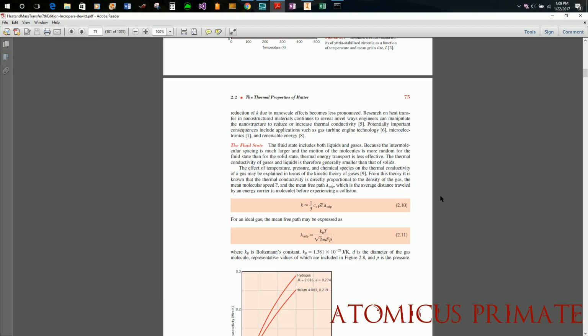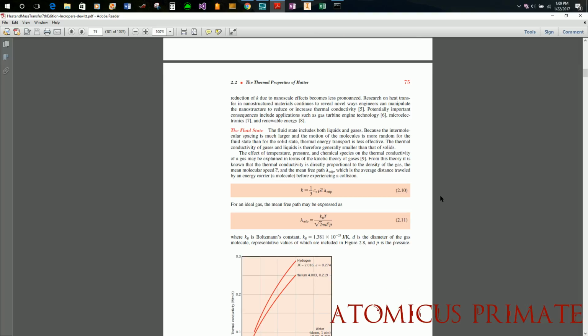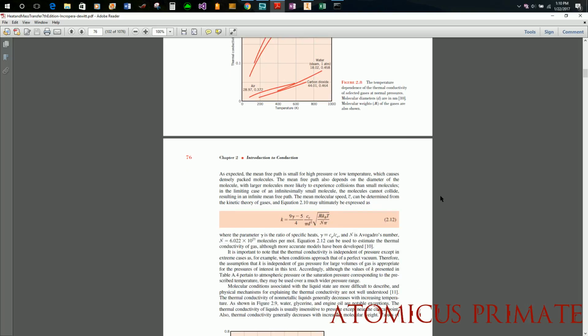d is the diameter of the gas molecule, representative values of which are included in Figure 2.8. p is pressure. As expected, the mean free path is small for high pressure or low temperature, which causes densely packed molecules. The mean free path also depends on the diameter of the molecule, with larger molecules more likely to experience collisions than smaller ones. In the limiting case of an infinitesimally small molecule, the molecules cannot collide because they're not there. They're just fake points, resulting in an infinite mean free path.